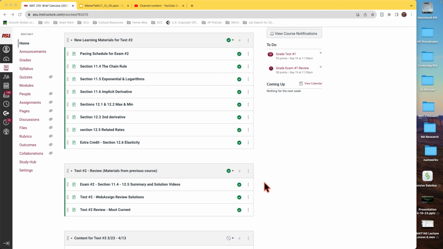Hopefully everyone's doing well. This is our last day of sort of new material before the exam. So Thursday will be a review day. Just to get you situated, today we're doing related rates, 12.5, which should help you as you look back to 11.6, implicit differentiation, because that's the tool we're going to use in today's lesson. So those two will get connected.